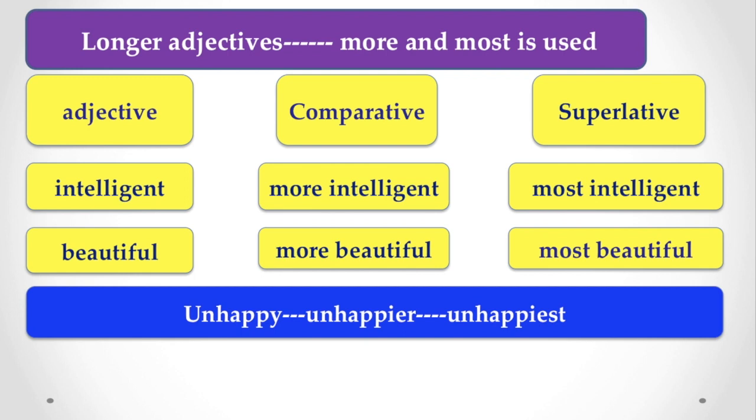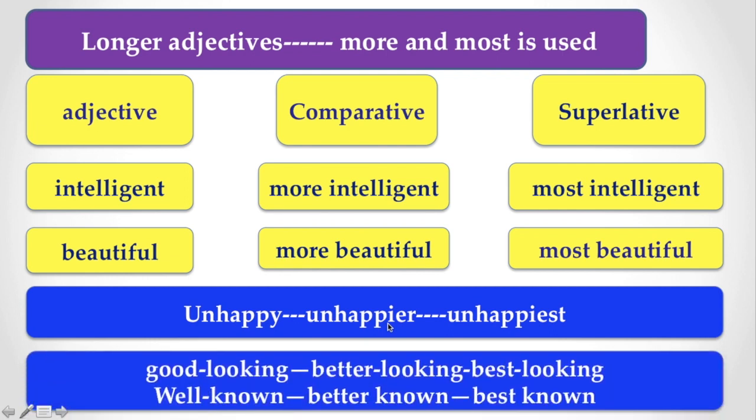But in case of unhappy, what do you do there? Although it looks long, still while you are using it in the comparative and in the superlative degree, you have to use unhappy, unhappier, and unhappiest. Although the word unhappy looks like a long adjective, still you have to use IER or IEST in order to make it comparative and superlative.